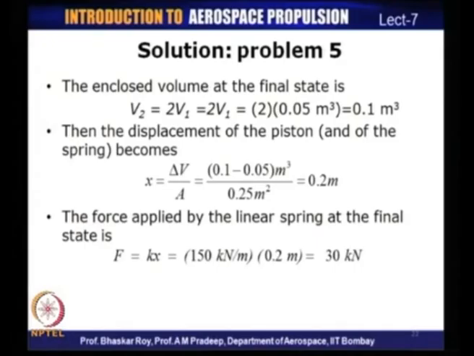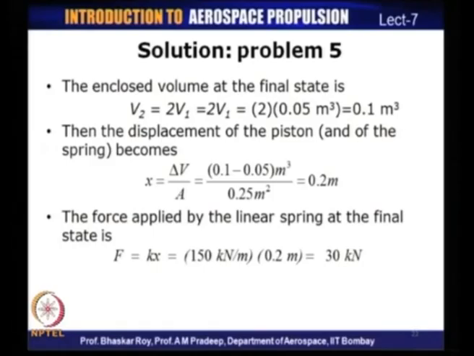So, how do we calculate the displacement of the piston? We know the change in volume from the initial and the final states. So, delta V is known, area of the piston is known. So, x, which corresponds to the displacement of the piston, will be equal to delta V by A, which is 0.1 minus 0.05 by 0.25. So, the net displacement we get as 0.2 meters.